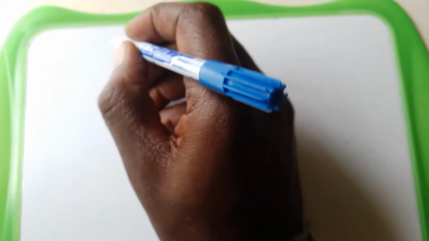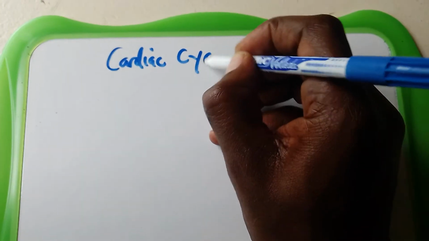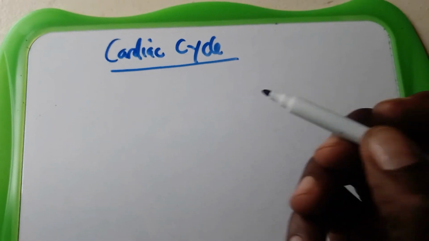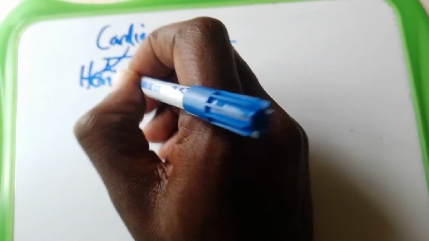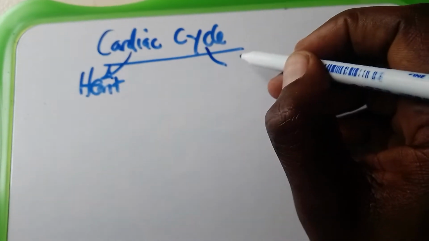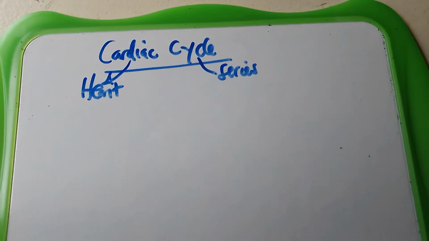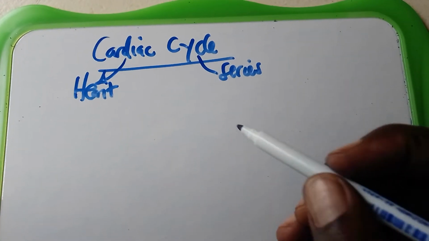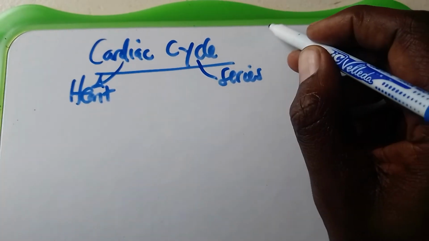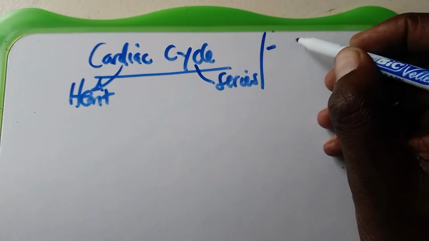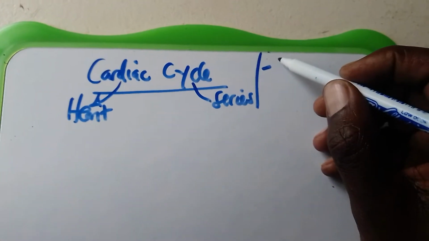So today we're looking at the cardiac cycle. These words mean we're looking at the heart, and then we're looking at the series that the heart undergoes. This series has three phases. So we'll look at the series that the heart will undergo, or the phases for it to pump blood. We'll look at the terminologies that will be attached to this topic.